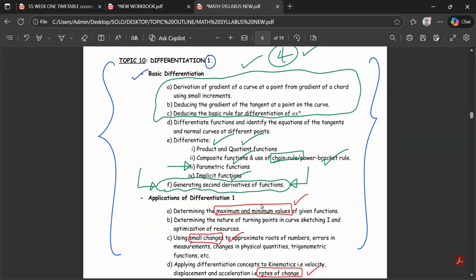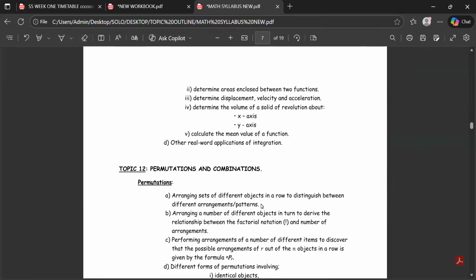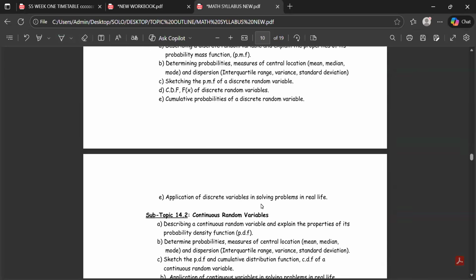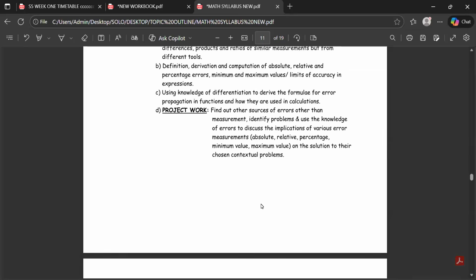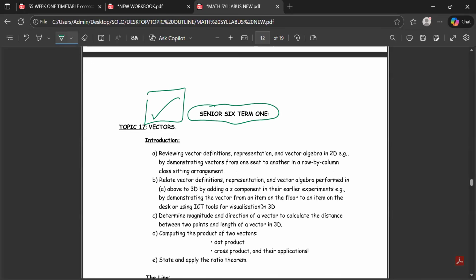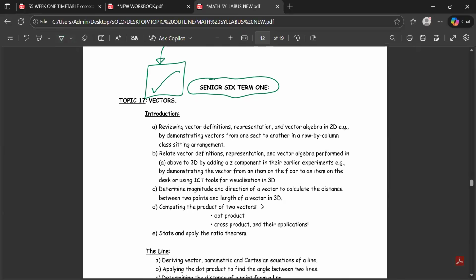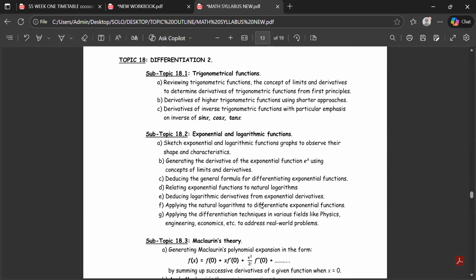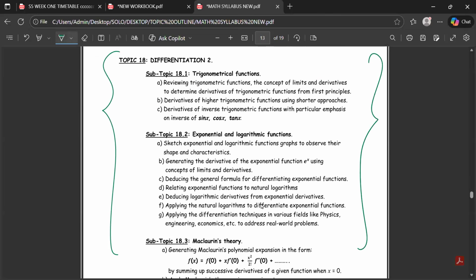I can skip that. Now let's still go through our book and go to Senior 6, Term 1. It is here, Senior 6, Term 1 work. Vectors, we completed them last holiday. Still, if you have issues with vectors, you check it out. It's a Form 6 topic, but we covered it last holiday. So differentiation 2 is here, and it is our emphasis today, and we are following the syllabus. What the syllabus tells us to do is what we are going to do today.